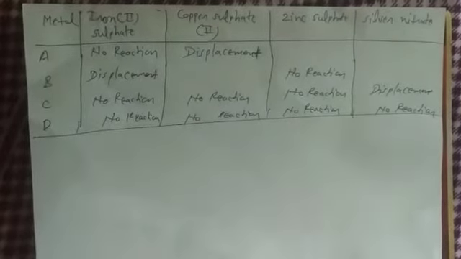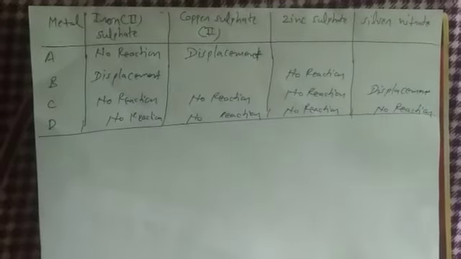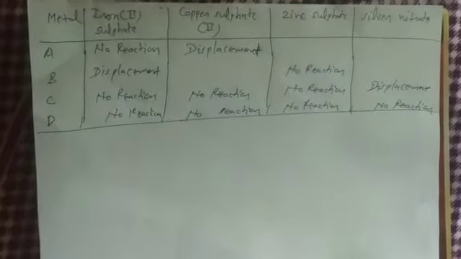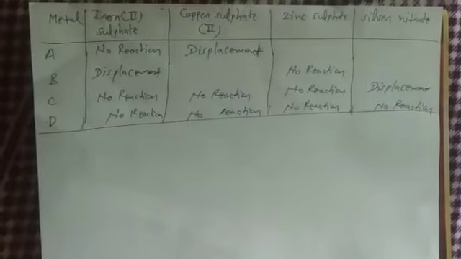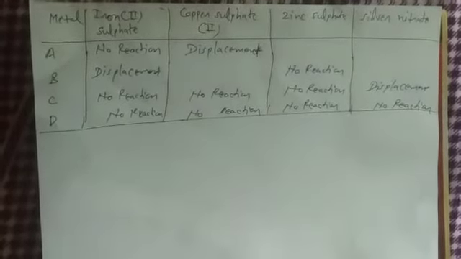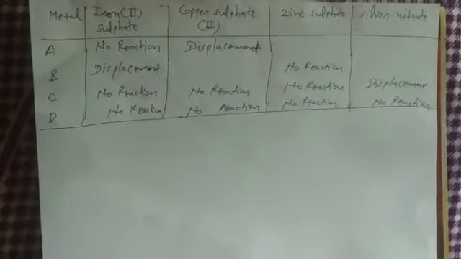Four metals A, B, C and D are used, and four solutions are used. The solutions are iron sulfate, copper sulfate, zinc sulfate and silver nitrate. In this table, when metal A reacts with iron sulfate, no reaction takes place. In case of copper sulfate, a displacement reaction takes place.